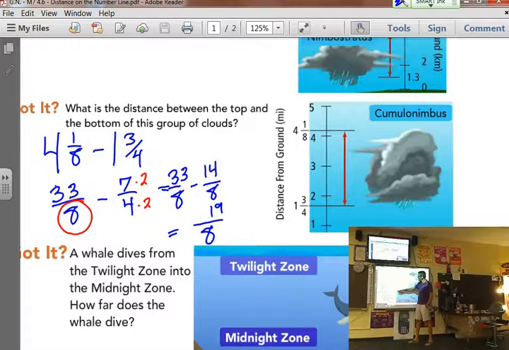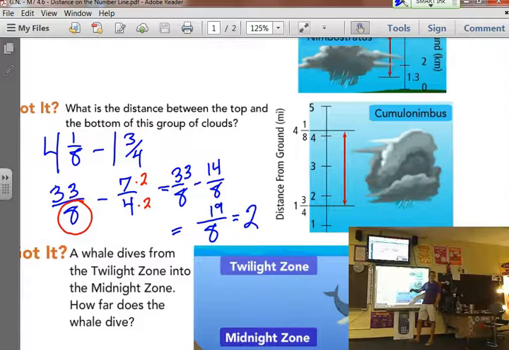If we want to convert that back to a mixed number, we would then get 2 3/8. So guys, this cloud, we're measuring in miles, is almost 2.5 miles tall. Guys, that is probably over 13,000 feet.